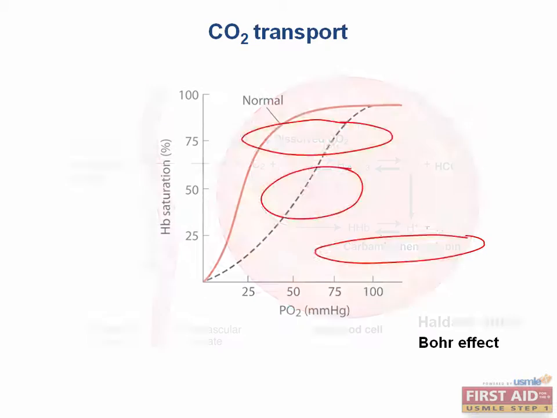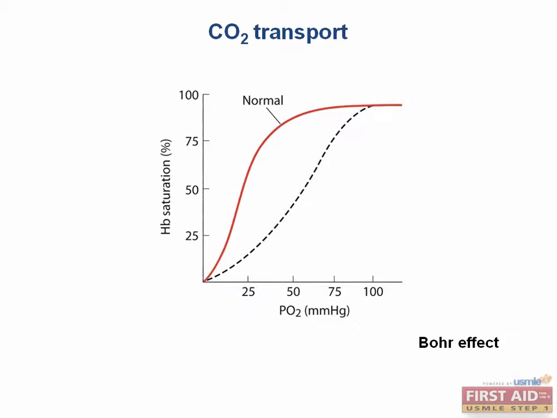As we alluded to earlier, the Bohr effect is when the increased hydrogen ion concentration in the peripheral tissues shifts the oxygen-hemoglobin dissociation curve to the right and favors oxygen unloading to the tissues.